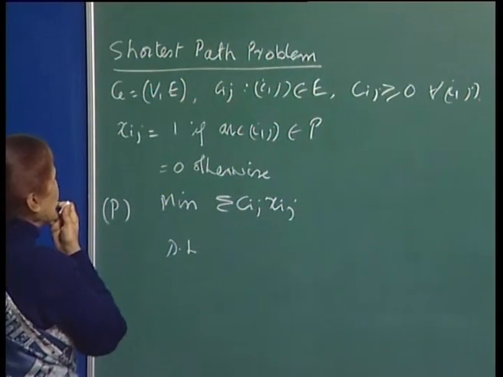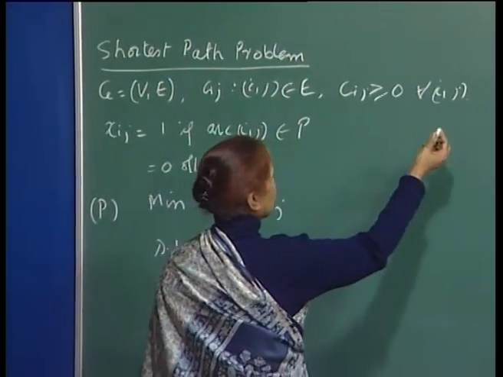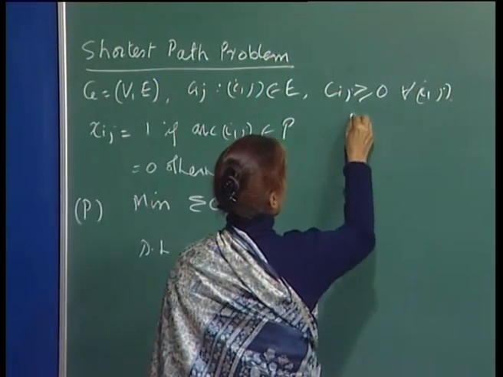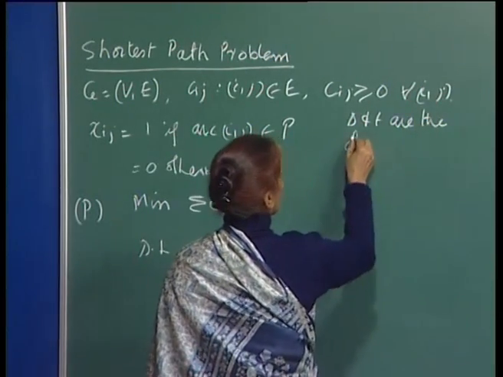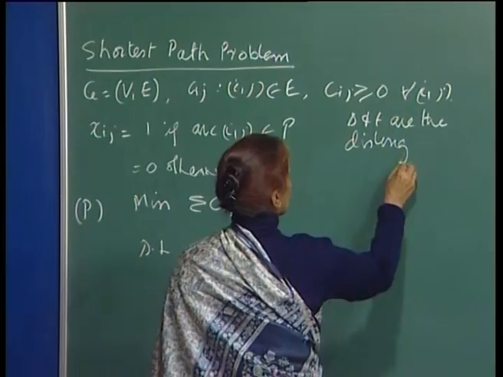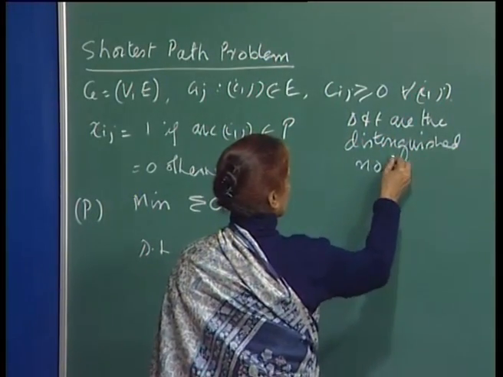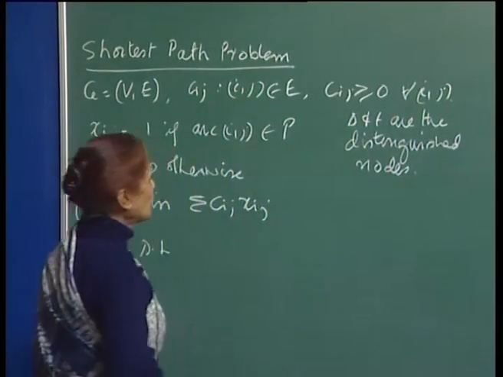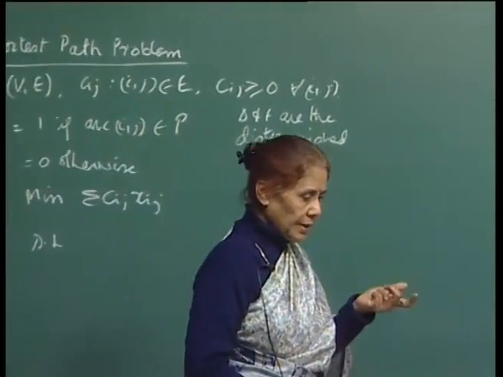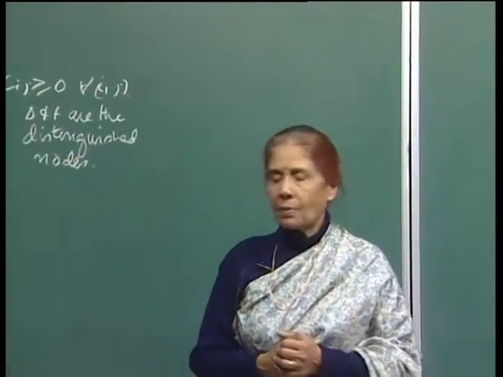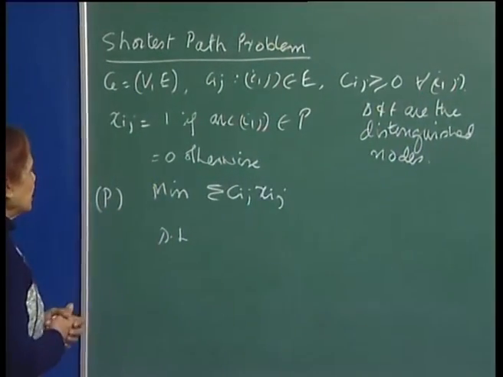So, we are finding a shortest path between two distinguished nodes. Let me mention it here, S and T are the distinguished nodes, and we want to find the shortest path from S to T. The shortest path would mean that you add up the weights of the edges or the arcs which make up the path, and then we want to find a path from S to T which has the shortest weight.